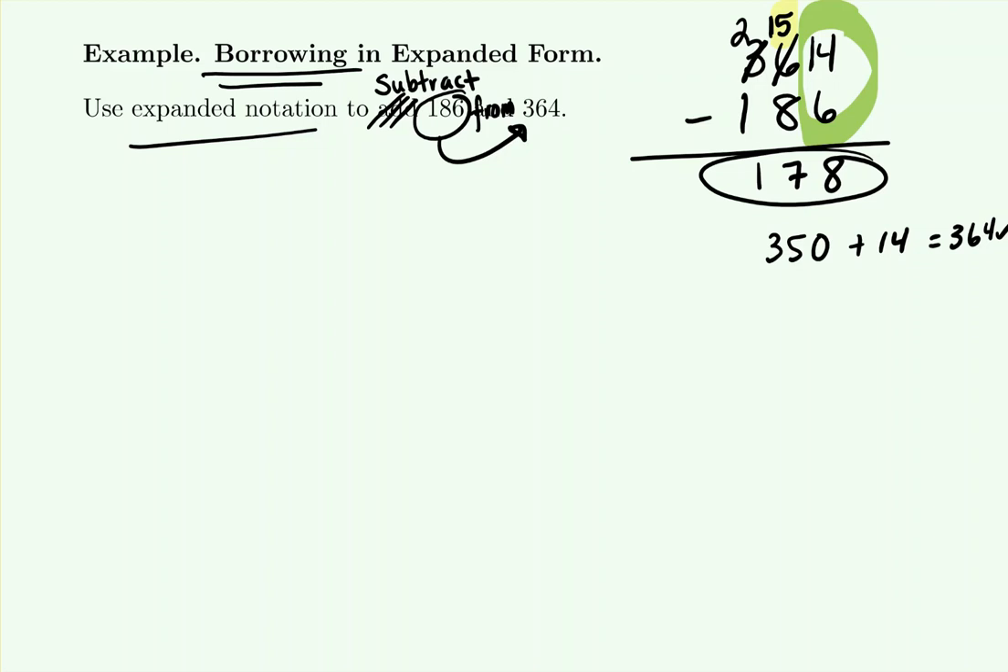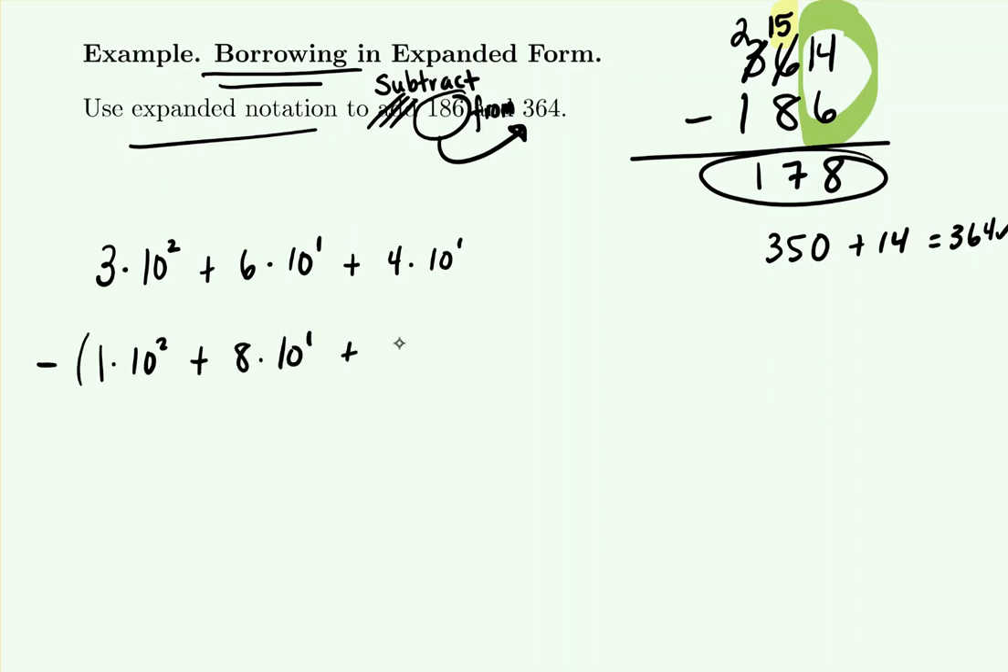So to begin, we're just going to express this subtraction in expanded notation. So 3 times 10 squared is 300, plus 6 times 10 to the first would be our 60, plus 4 times 10 to the 0 would be the digit 4. And we are subtracting 1 times 10 squared, plus 8 times 10 to the first, plus 6 times 10 to the 0. And that should have been a 0 there, 2.